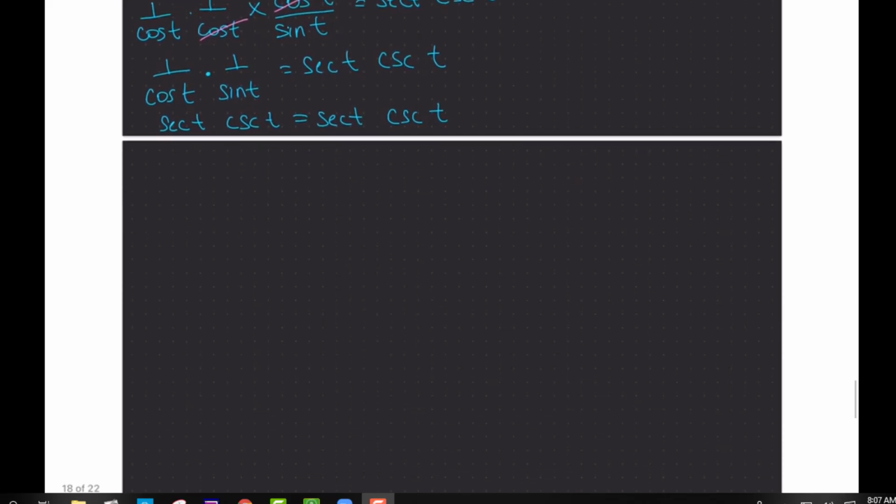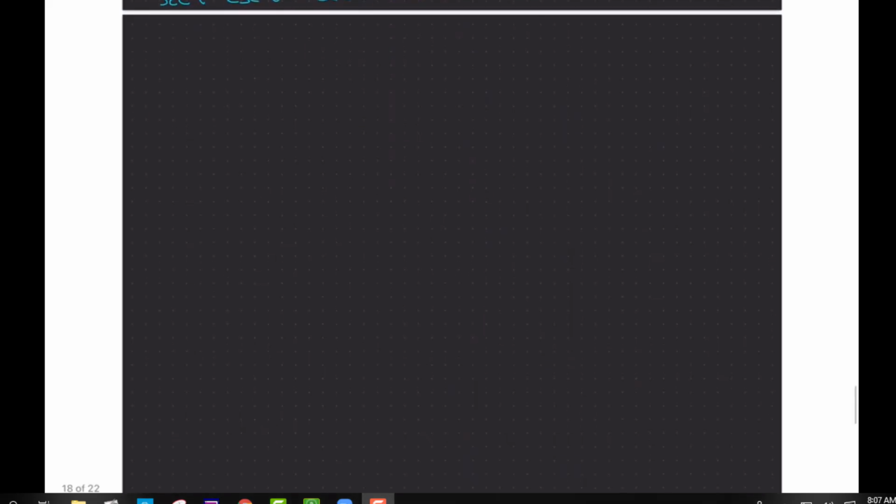You ready for another fancy one? Sure. You gotta love these fractions. I know you guys are liking them, aren't you? All right. So let's go with 1 minus sine theta over cosine of theta minus tangent of theta. I love those secants. I'm just stuck on secants today.